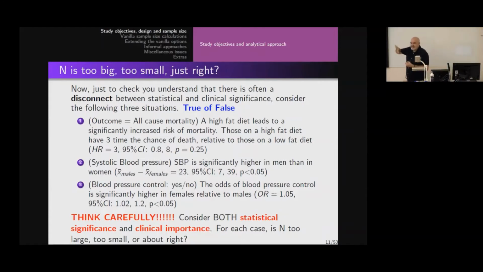The third case, blood pressure control. So this is a yes, no type thing. Okay, so binary. The odds of blood pressure control is significantly higher in women relative to males. The odds ratio was 1.05. The confidence interval was 1.02 to 1.2, and P was less than 0.05. Is that a clinically important effect? No. No, I wouldn't think so.